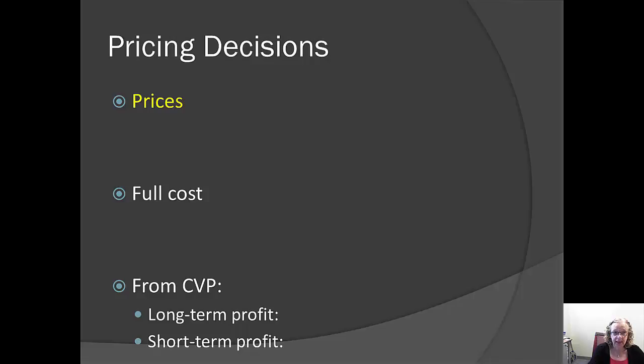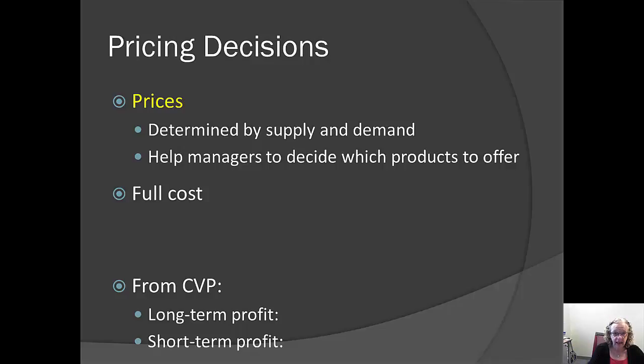So, what if we are trying to decide how much to charge for our product? Generally, prices are based on supply and demand. The more providers there are, the harder it's going to be for us to charge a high price. The more demand there is for our product, the easier it is to charge a high price. And pricing helps us to decide which of our products will be the most profitable for us.